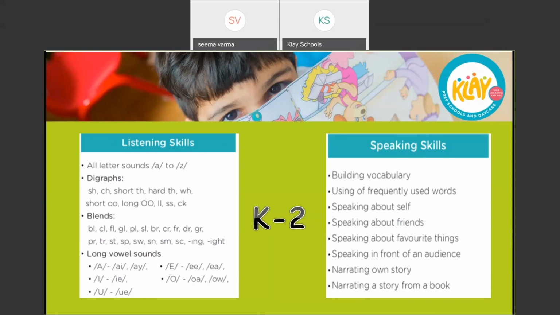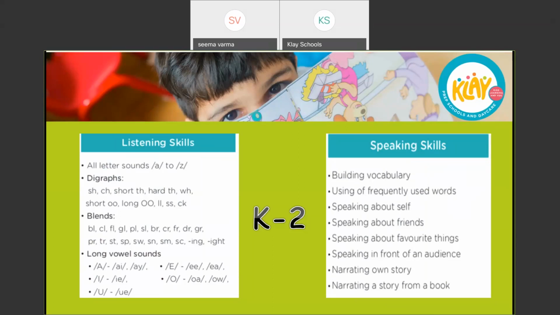So if I look at the K2 program, all letter sounds from A to Z, children are able to read and write. Then digraphs: a pair of letters that make one sound. So SH, chair, the soft digraph, and also the hard digraph. The soft digraph, like in this theme, thank you. And the hard digraph would be brother, mother, this, that, these.